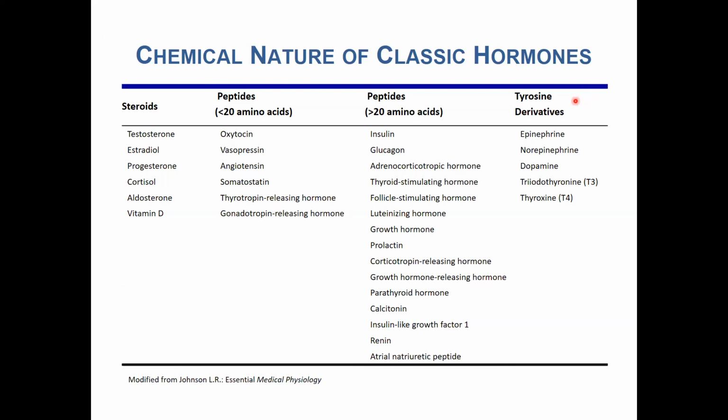And then we have the tyrosine derivatives. We have the catecholamines: epinephrine, norepinephrine, and dopamine. These again are all water soluble. They're transported in the blood without any carrier proteins. They bind to extracellular receptors to elicit a biological response. Now the thyroid hormones are a little bit different. They're not very soluble in water, and they're all transported by carrier proteins, which we'll talk about in detail later on.